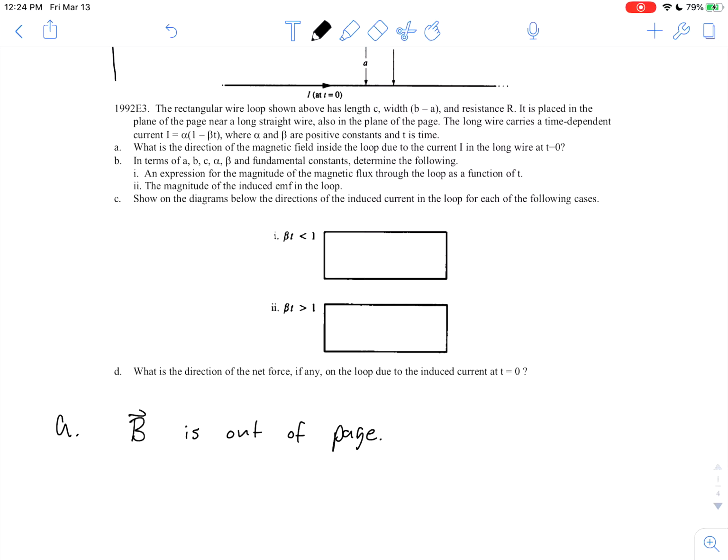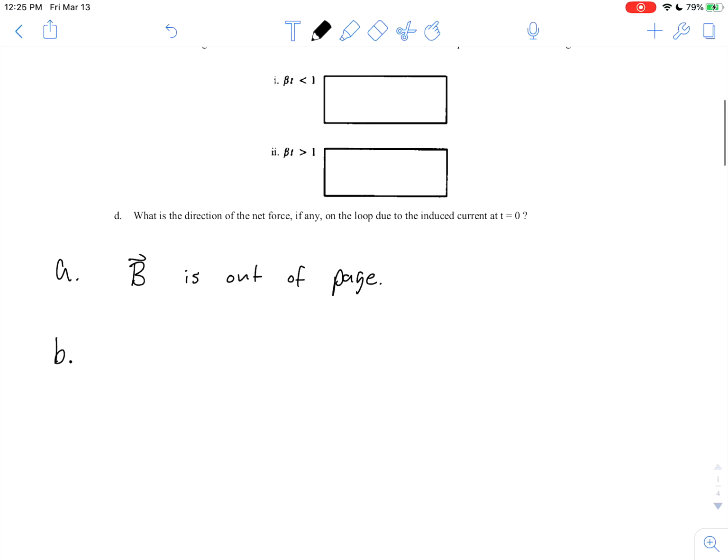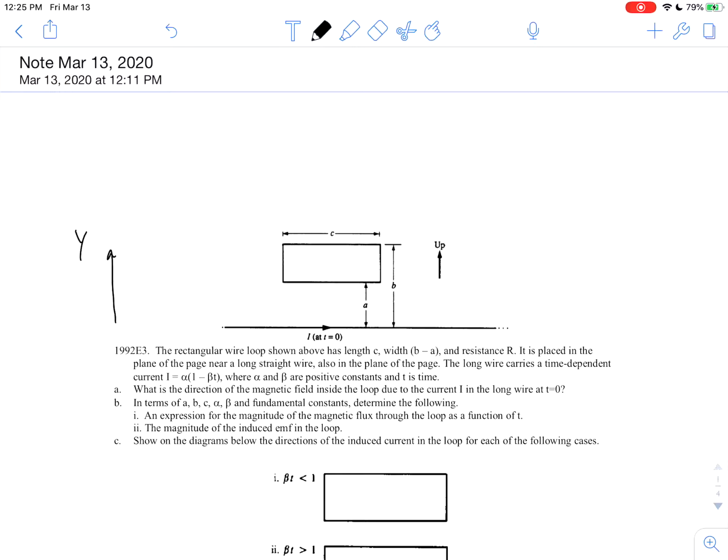So part B, we want to do a couple of things. First part is to find the magnetic flux through the loop as a function of time, and then in terms of all of those values that they gave us earlier. So for part B, we are going to be using the magnetic flux equation, which says the magnetic flux equals the integral of B dot dA. Okay, if the B field was uniform, then we could just use B times A, or B times A times cosine theta. But it's not uniform because, like we said earlier, the B field is going to change in the Y direction.